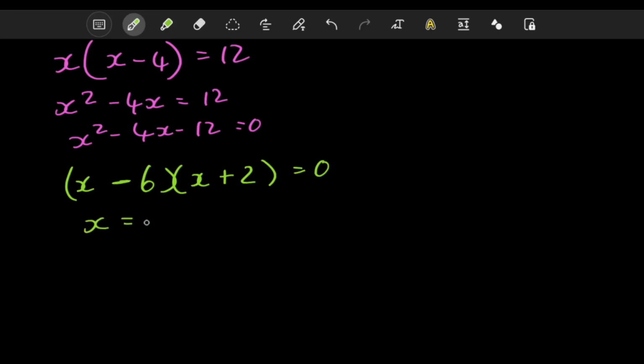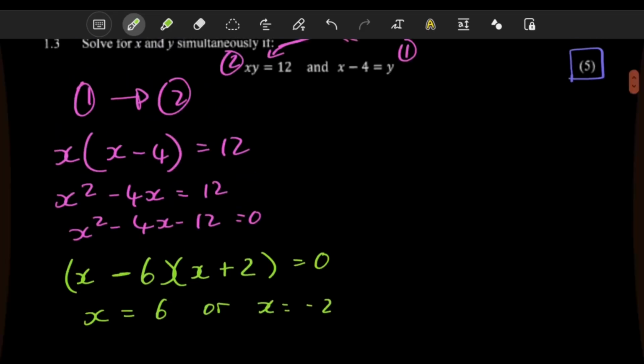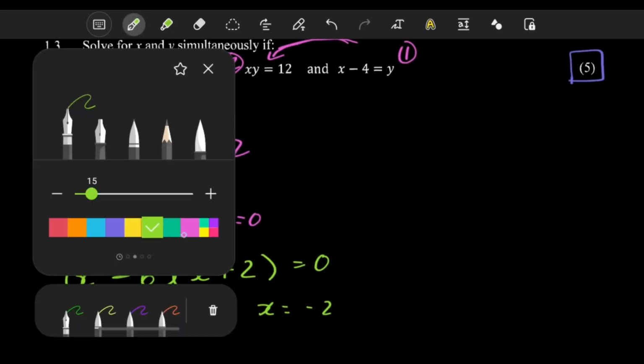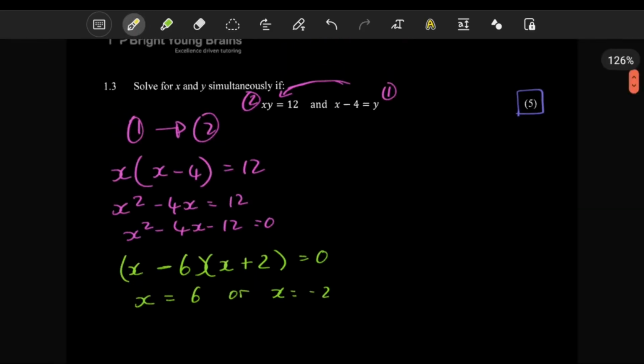So we're factorized. Here x is going to be equal to 6, or x is going to be equal to negative 2. And then for those two values of x, to get the y values, we can just throw them in here. So here we're going to throw negative 2 in as x, and then we're going to get y.